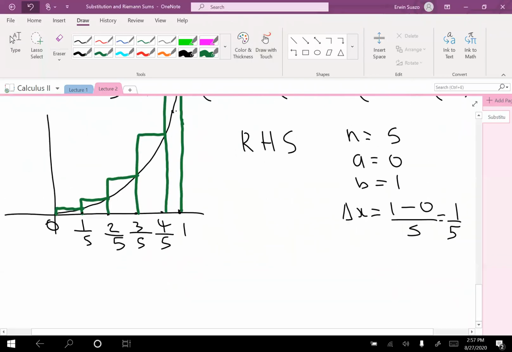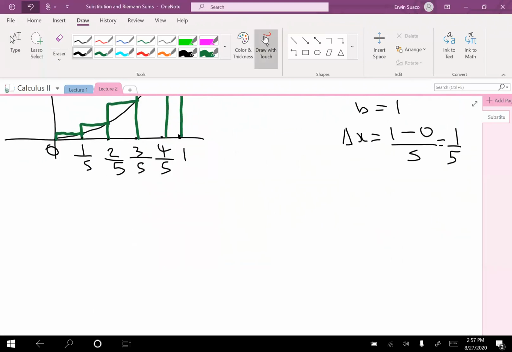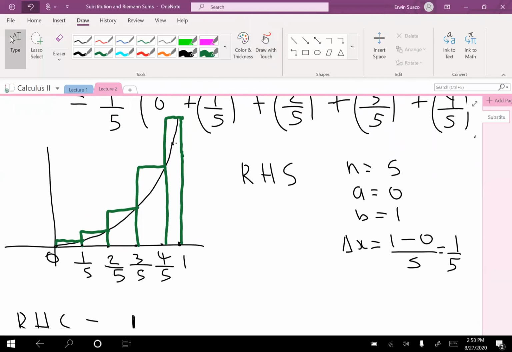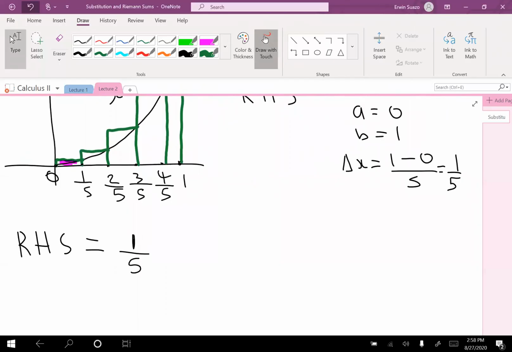So the right-hand sum is gonna be the area of the first one. So what is the area of the first one? What is the base? 1/5. Times the height. What is the height? This function is x squared, right? The same function. So what is the height of this rectangle? 1/5 squared. Thank you. So that one is 1/5 times 1/5 squared. Plus the next one.